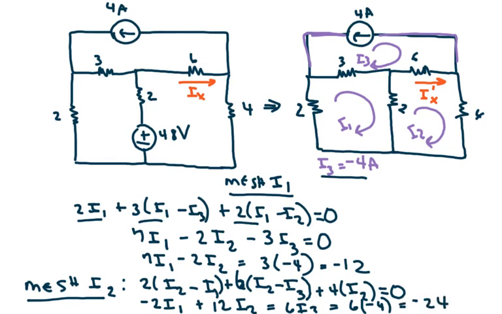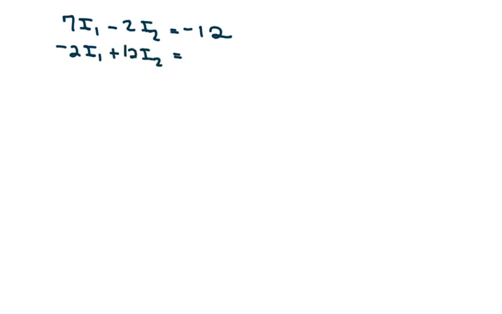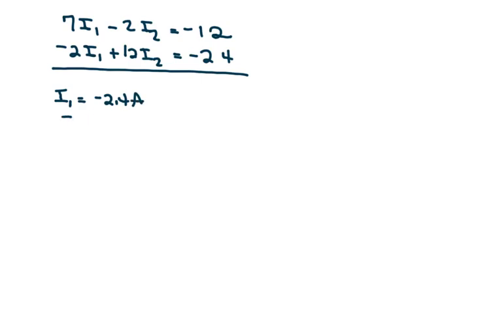Now we have two equations and two unknowns, so we will solve. We have 7I1 minus 2I2 equals negative 12, and negative 2I1 plus 12I2 equals negative 24. From this, we will get I1 is equal to negative 2.4 amps, and I2 is equal to negative 2.4 amps. All right, but we're looking for Ix.